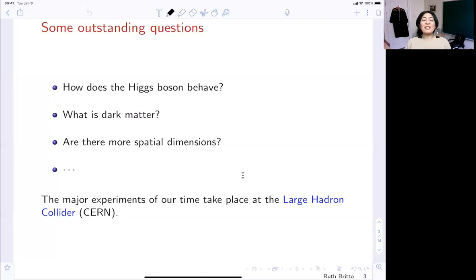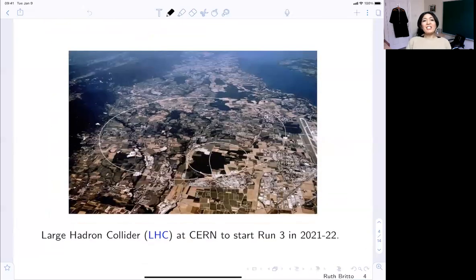There are several avenues for seeking answers to these questions and several types of experiments, but one clear and popular avenue is with the method of setting up high energy particle collisions in accelerators. The major experiments of our time take place at the Large Hadron Collider, called the LHC, at CERN in Geneva. The LHC announced the discovery of the Higgs boson in 2012, which was the last outstanding element of that chart, and one that has really unique properties.